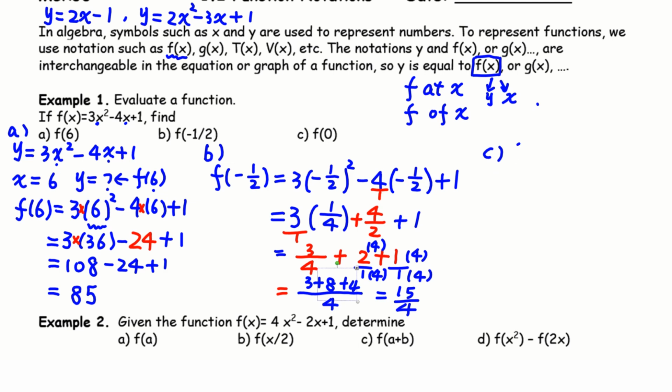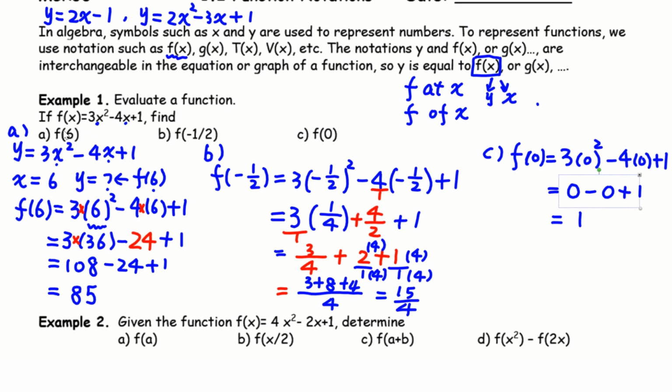F at 0, we sub in x equals 0 to the function notation, the original expression. We have 3 times 0 squared minus 4 times 0 plus 1. So 0 squared is 0, 3 times 0 gives you 0, 4 times 0 is 0, plus 1, so the answer is 1. So this is how you do the evaluation of a function f at x.